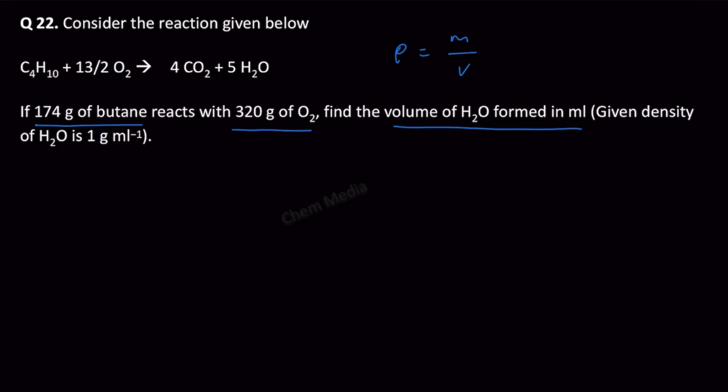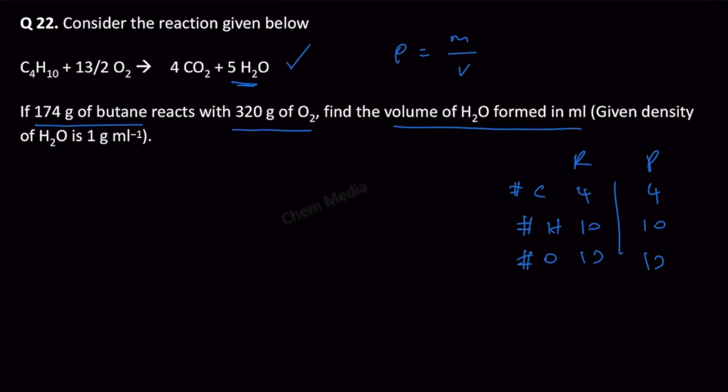On the reactant side we see 4 carbons, on the product side too we see 4 carbons. On the reactant side we see 10 hydrogens, on the product side too we see 10 hydrogens because 5 times 2 is 10. Then on the reactant side we see 13 oxygen atoms because 13 by 2 times 2 would be 13. On the product side too we see 8 plus 5, 13. So therefore the reaction is already self balanced.